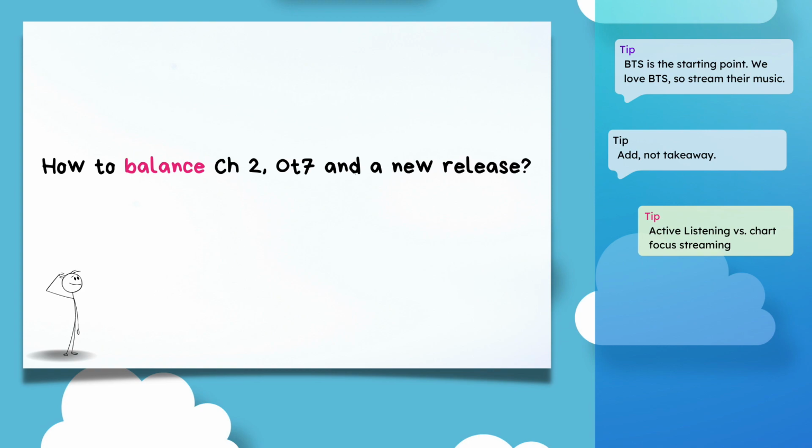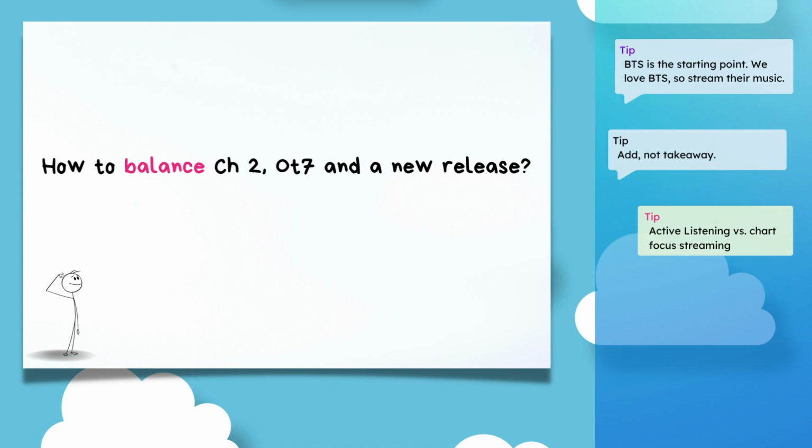For me, the difference is I listen to the active listening playlist throughout the day as I work, as I clean, as I plan, whatever I'm doing. If I'm going to the store, I'm listening to my active listening playlist on my car radio. The chart focused playlist is a stream only playlist that I usually play on my second devices or accounts, and I play them all day. The key is that I add to my current streaming, not stopping or taking anything away.